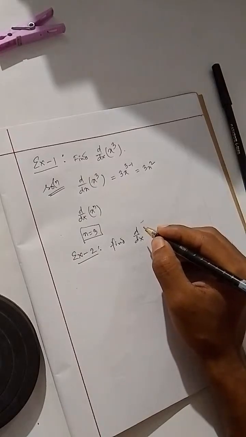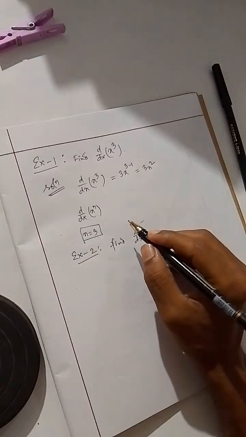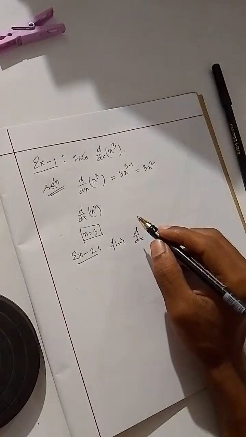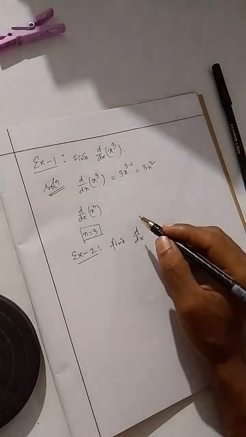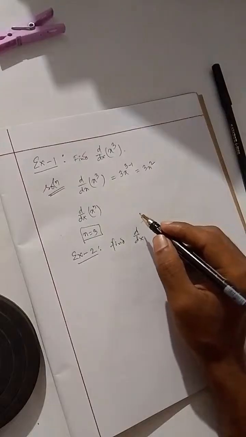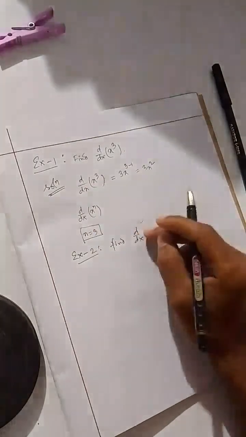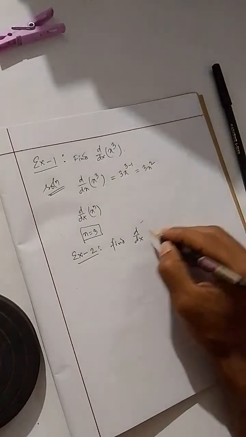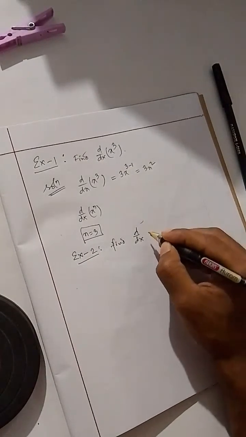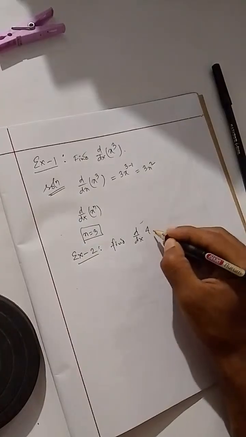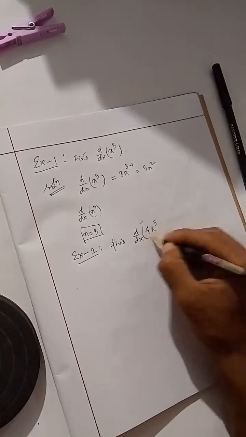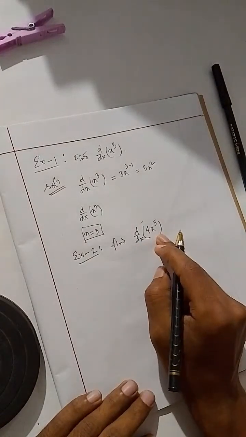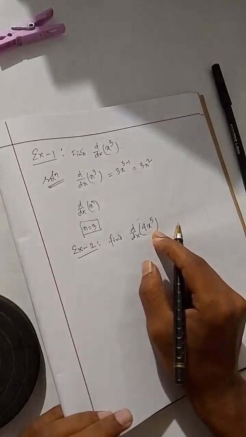I think because you gave the right answer, and since I started with the first one, I took an easy example. Now you can take 4x to the fifth. Now tell me what is the answer.